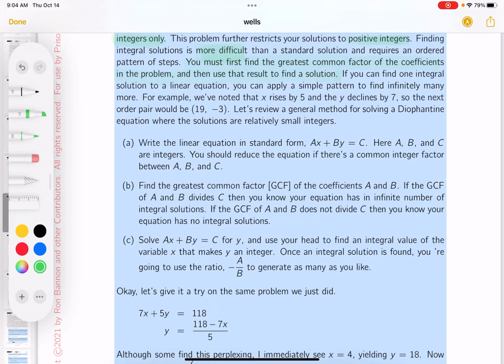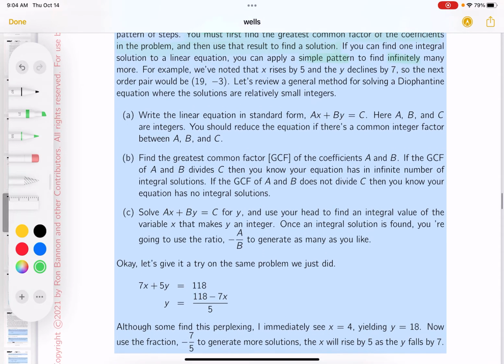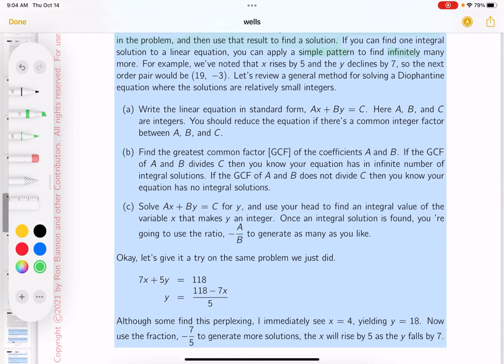If you can find one integral solution to an equation, you can apply a simple pattern. And again, I'll tell you what the simple patterns are. And by that simple pattern, you'll be able to find infinitely more integral solutions to the problem. For example, if we noted that x rises by 5, we'll go through how I know that, and y declines by 7, I can march towards any solution to the problem, and we will go through that.